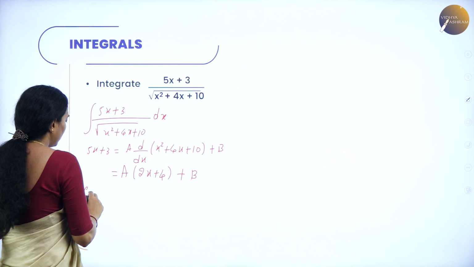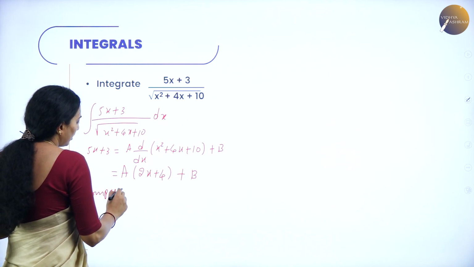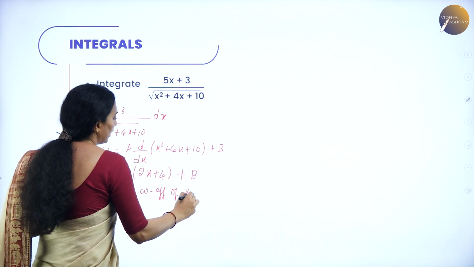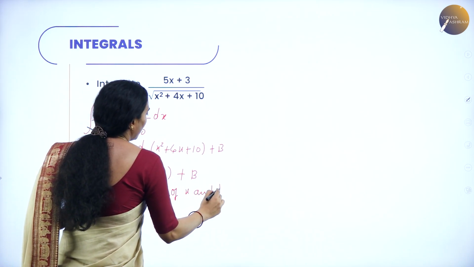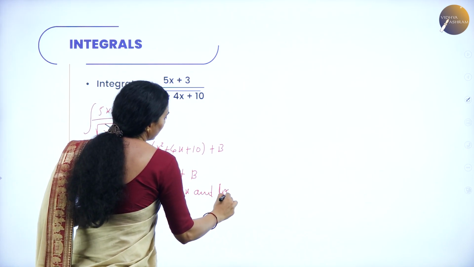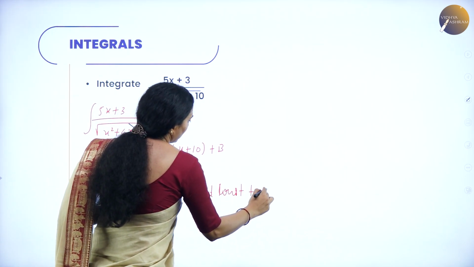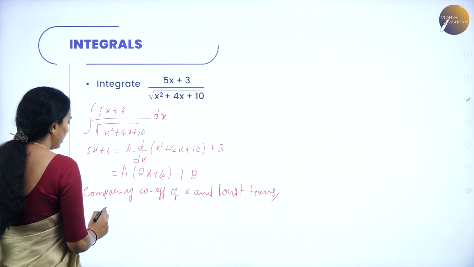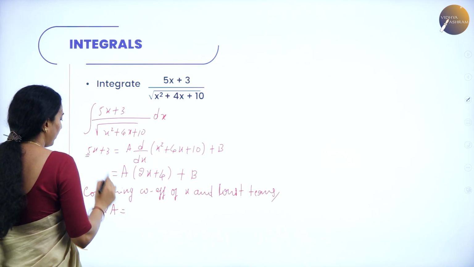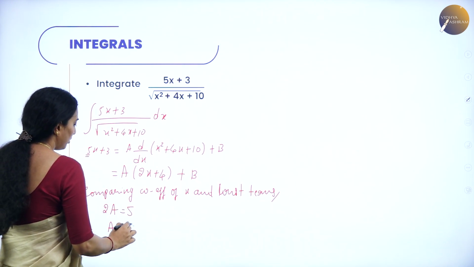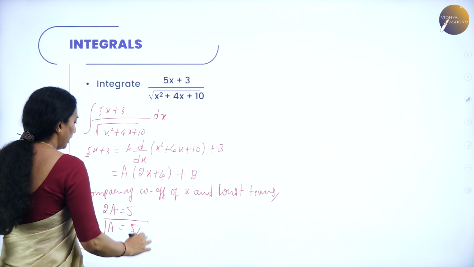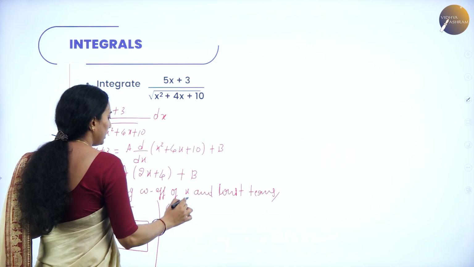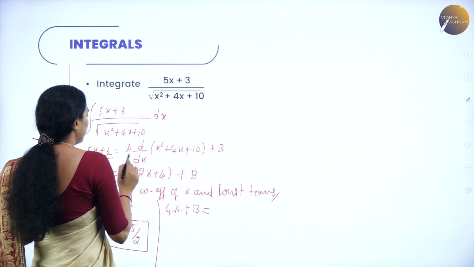Now comparing coefficients of x and constant terms. What happens here? The coefficient of x is 2a here, and the coefficient of x is 5, so a will be equal to 5 by 2. And then again for the constant term, 4a plus b is equal to the constant term, which is 3.